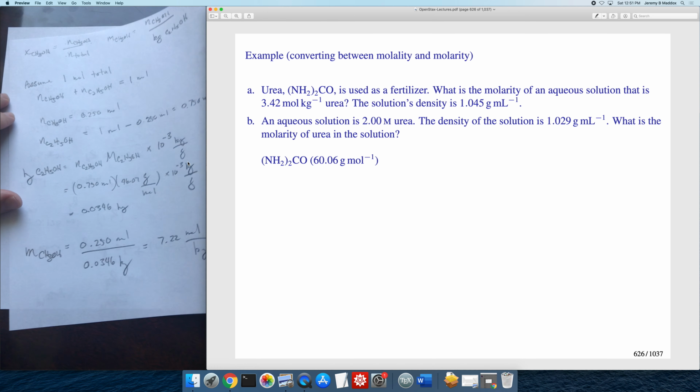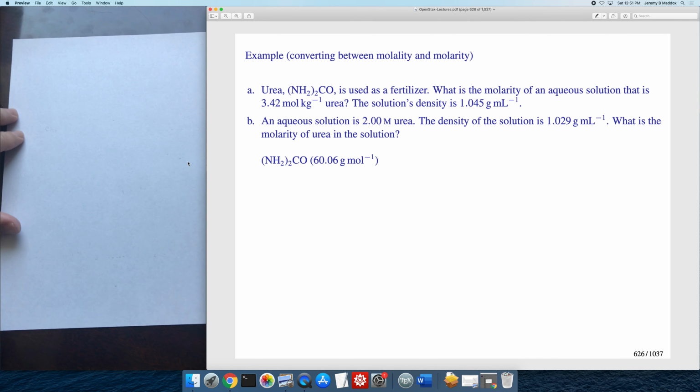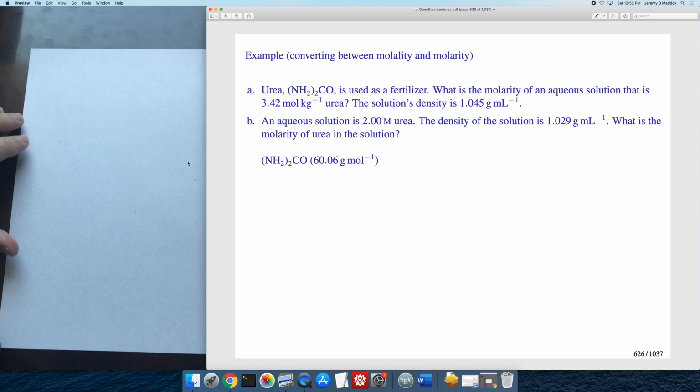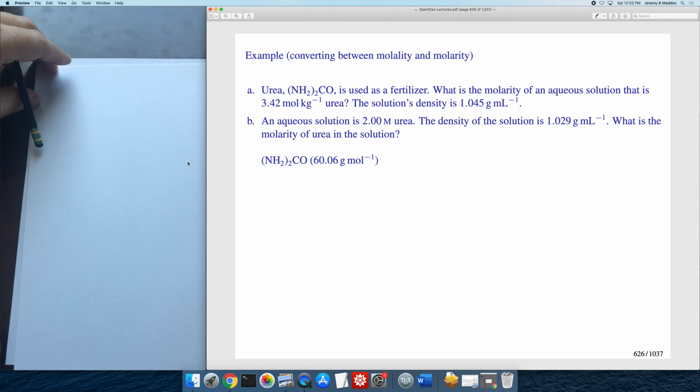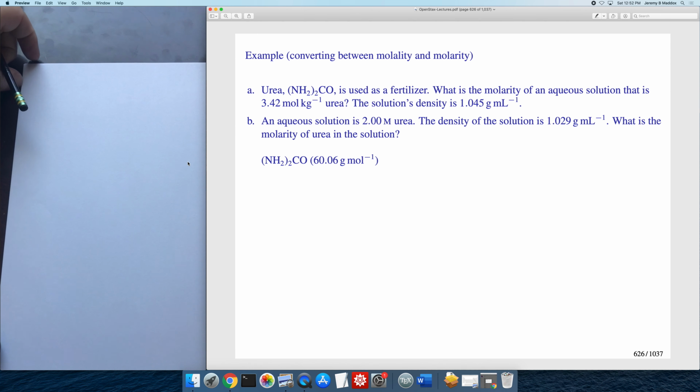Here is another problem. These ones are different, and so we're being asked in this problem, for part A, you see that you're given a molality of this compound urea, and you're being asked to calculate its molarity. And you're given the density of the solution.